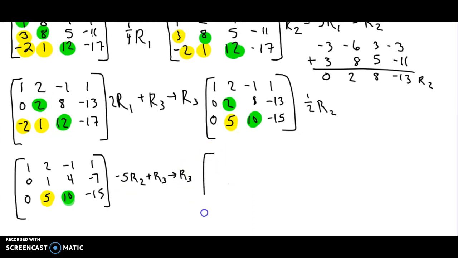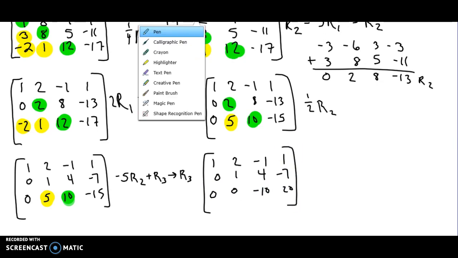Once you go ahead and do the math to that, row 1 doesn't change. You get 1, 2, negative 1, 1. Row 2 doesn't change. You get 0, 1, 4, negative 7. However, row 3 will change to 0, 0, negative 10, and 20.